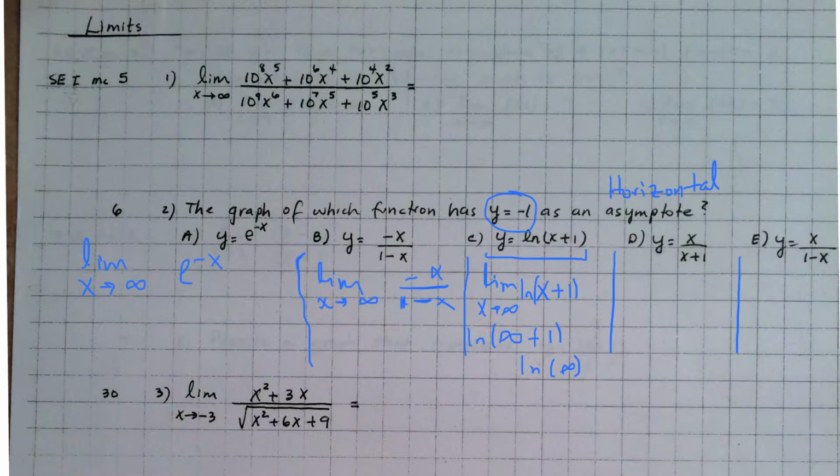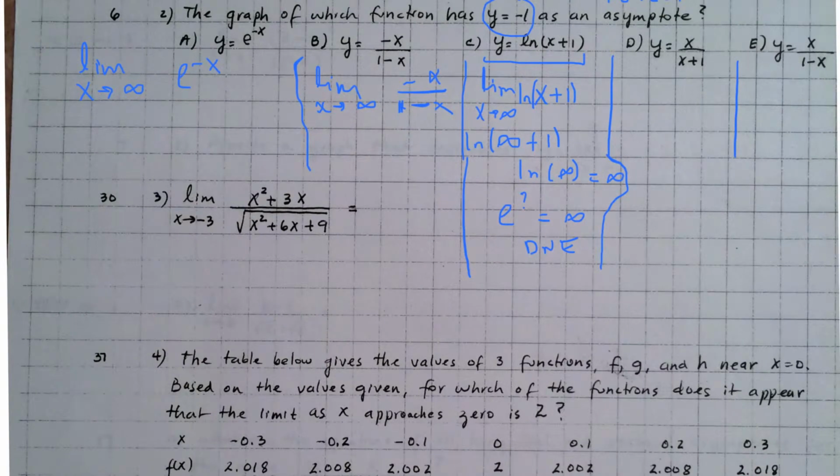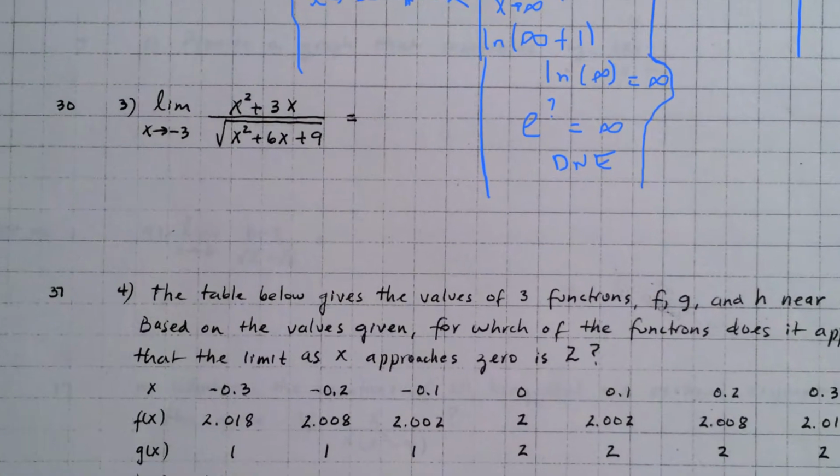And the ln of infinity just means what do you have to raise the number e to in order to get infinity? Or e to what power gives you infinity? And the answer to that is infinity. So the limit does not exist. And since there's no limit, this one doesn't have a horizontal asymptote of y equals -1. But you can go ahead and try A, B, D, and E. The other question we can look at is number 3.